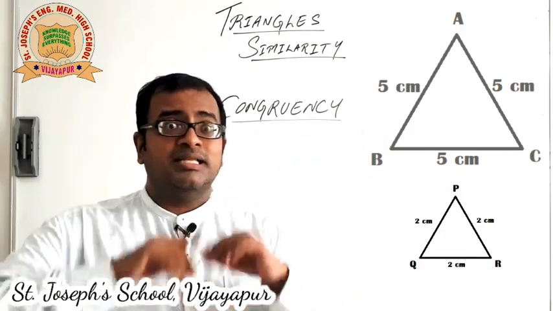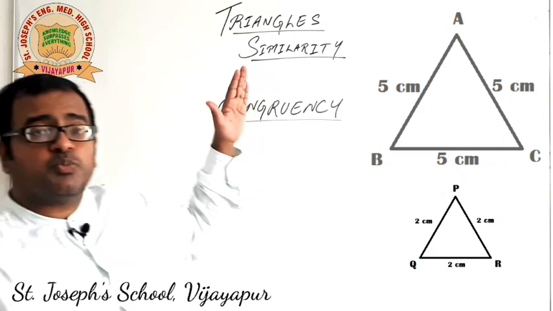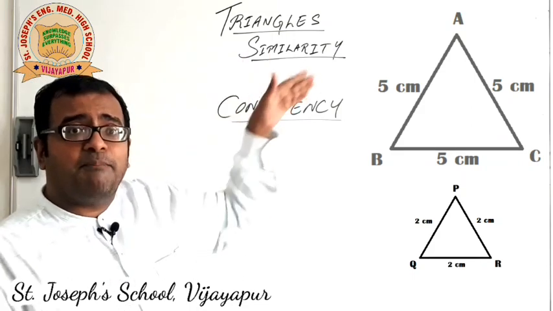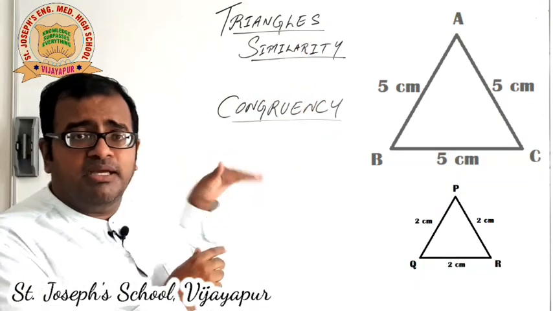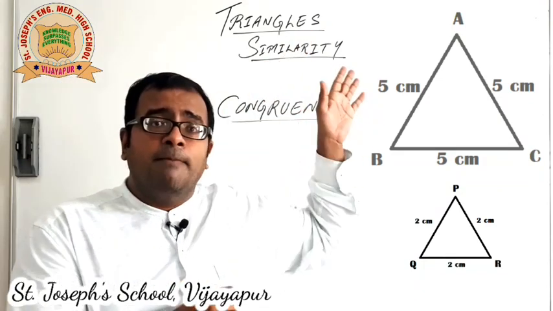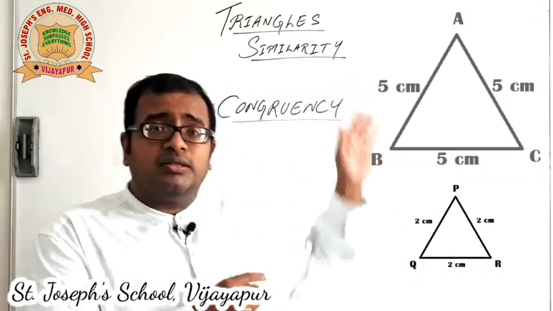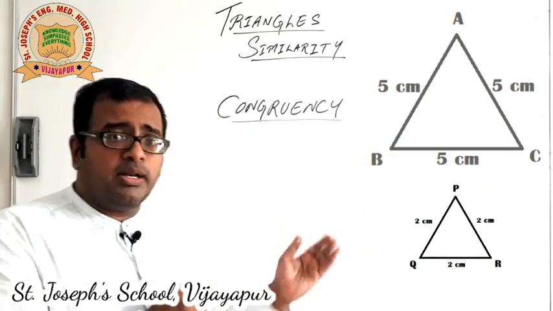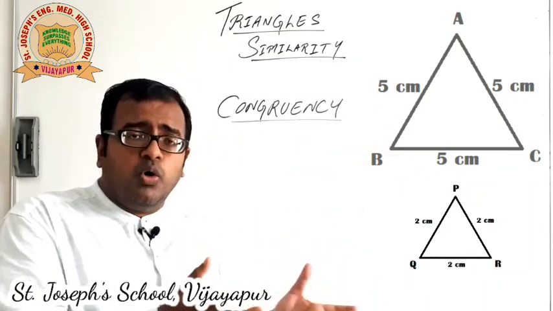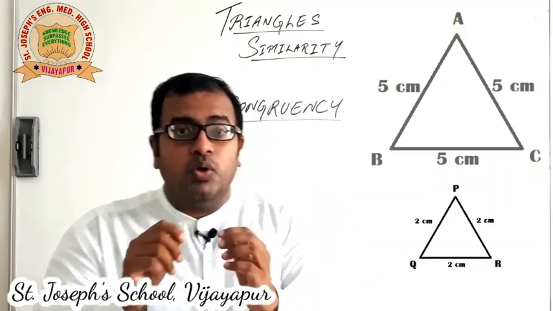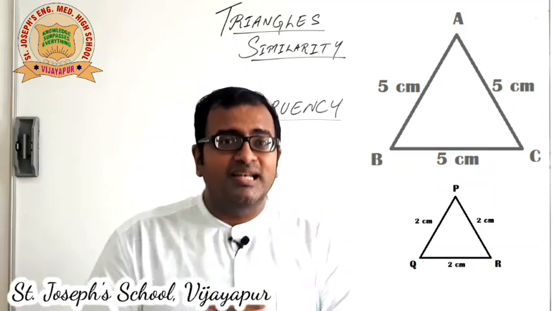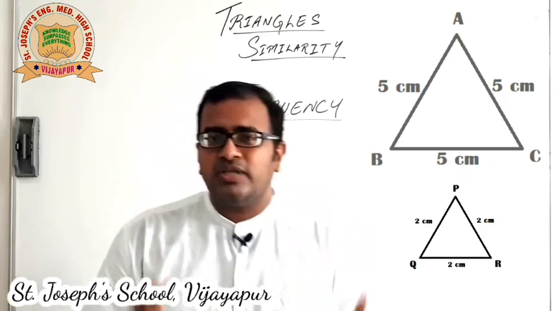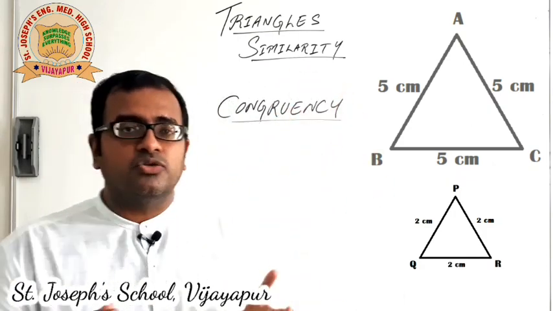But the sides are not equal. The corresponding side for AB is PQ. They both are not equal. PQ is smaller compared to AB. Similarly, PR is smaller than AC, and QR is smaller than BC. So in this case, they do not fit into each other. They are not congruent, but they are still similar. So what can you say about these circles and triangles in common?